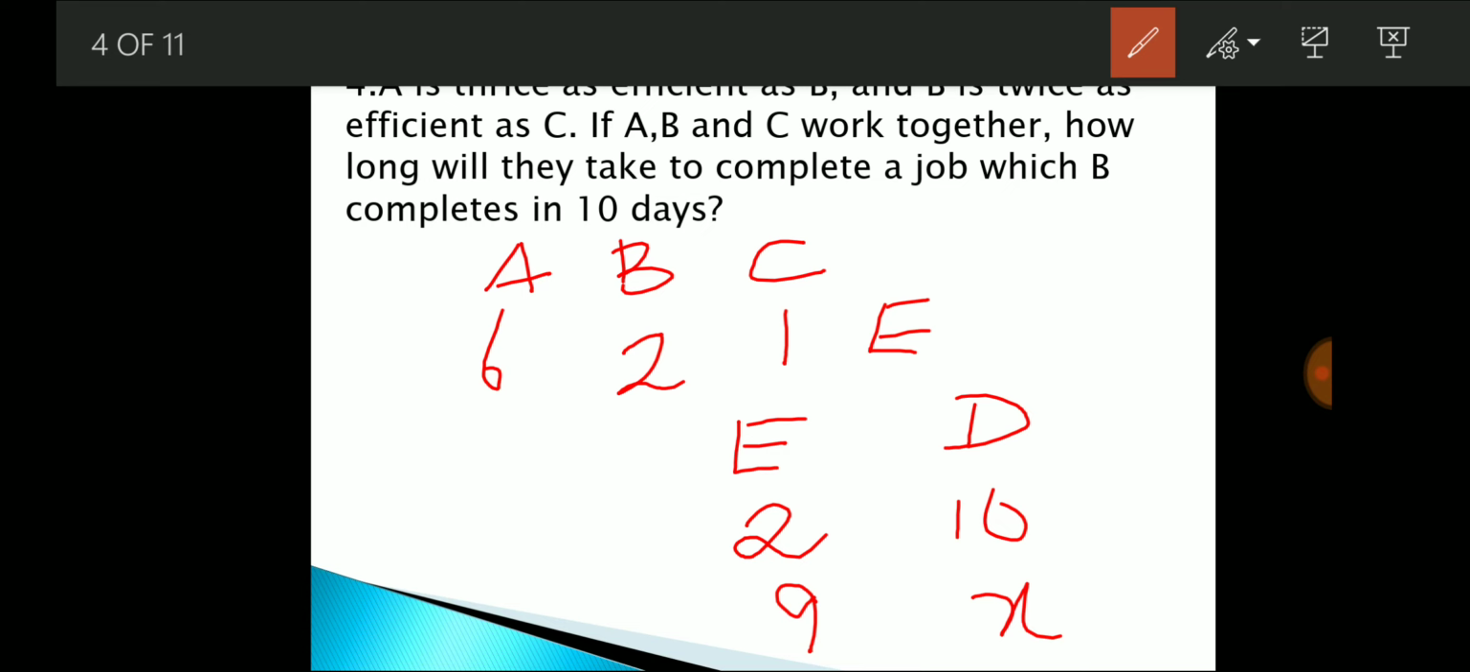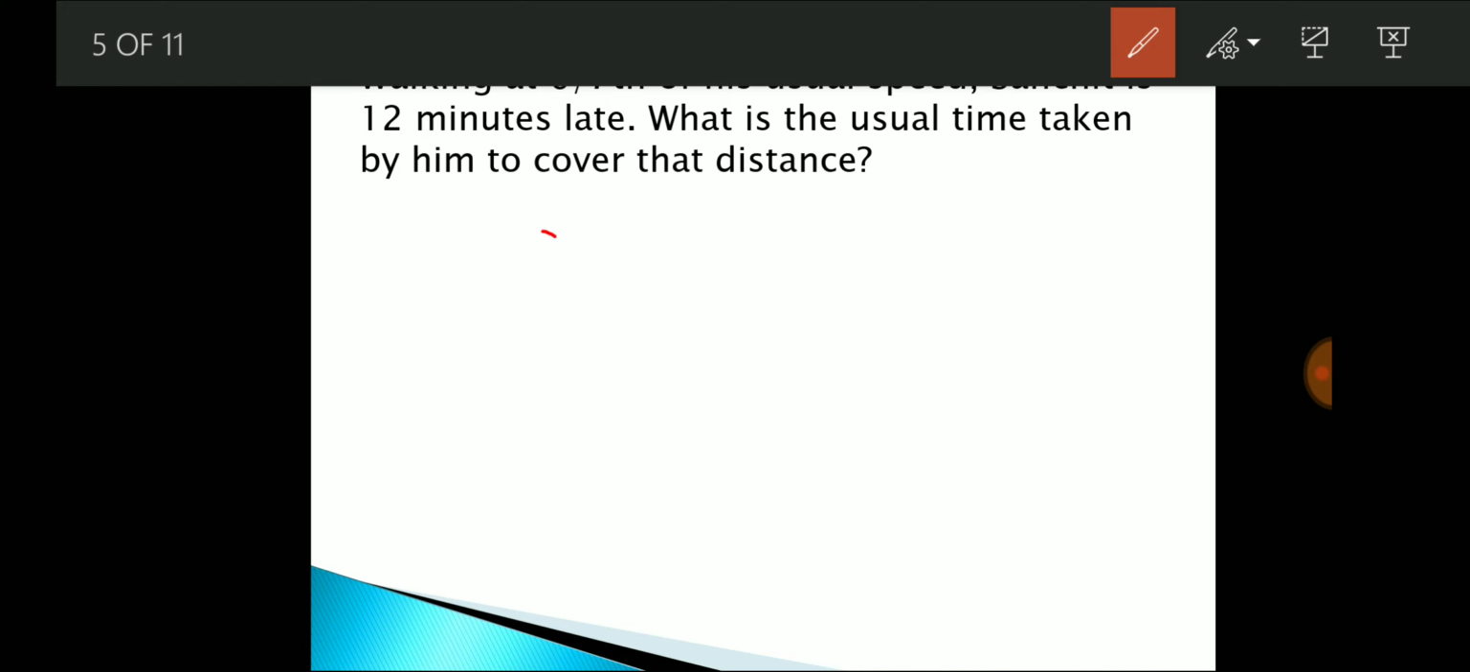So our next question. Walking at 6/7 of his usual speed, Sanchit is 12 minutes late. What is the usual time taken by him to cover that distance? So walking at 6/7 of his usual speed, speed is in the ratio 6 is to 7, and then the time is going to be 7 is to 6.